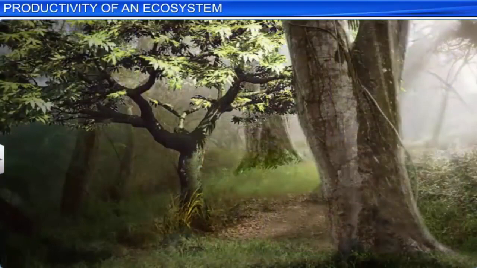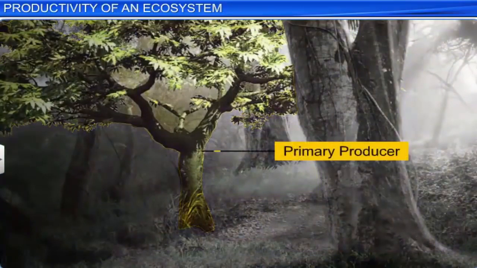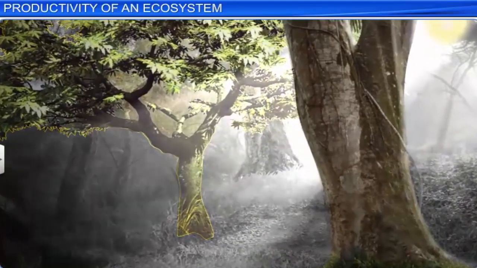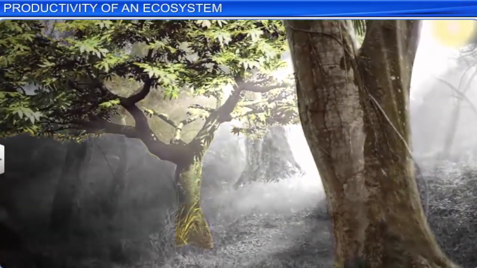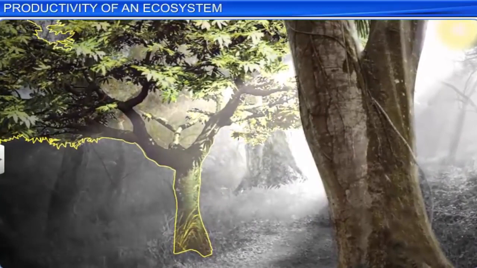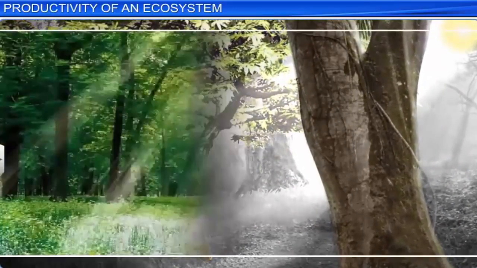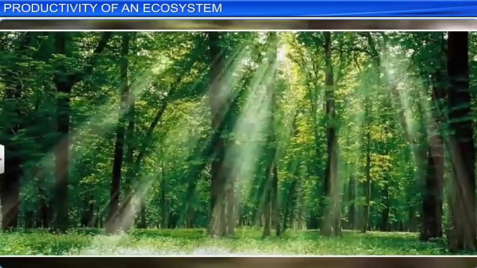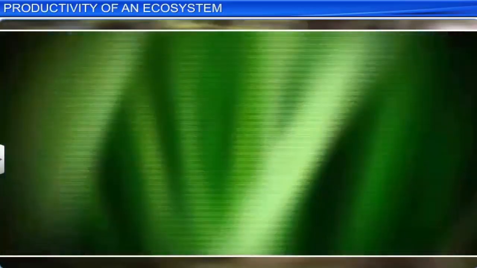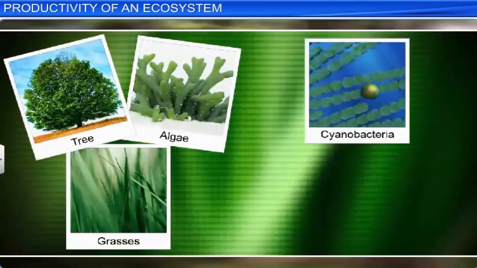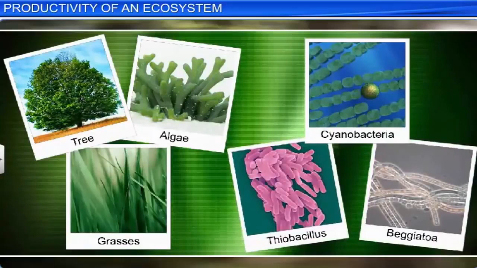This is due to the presence of a large number of primary producers in the forest. Primary producers are organisms that can produce biomass from inorganic substances. They typically include photosynthetically active organisms such as plants, cyanobacteria or blue-green algae, and other unicellular organisms.